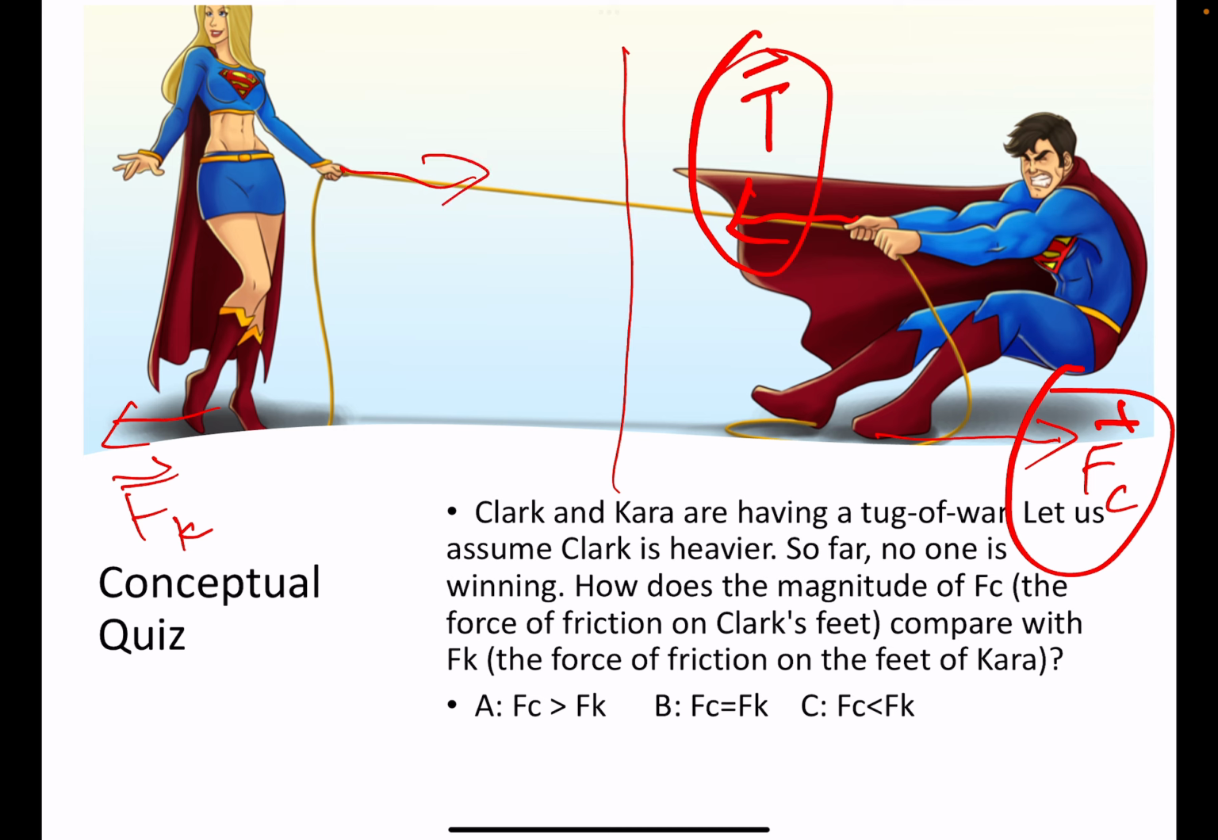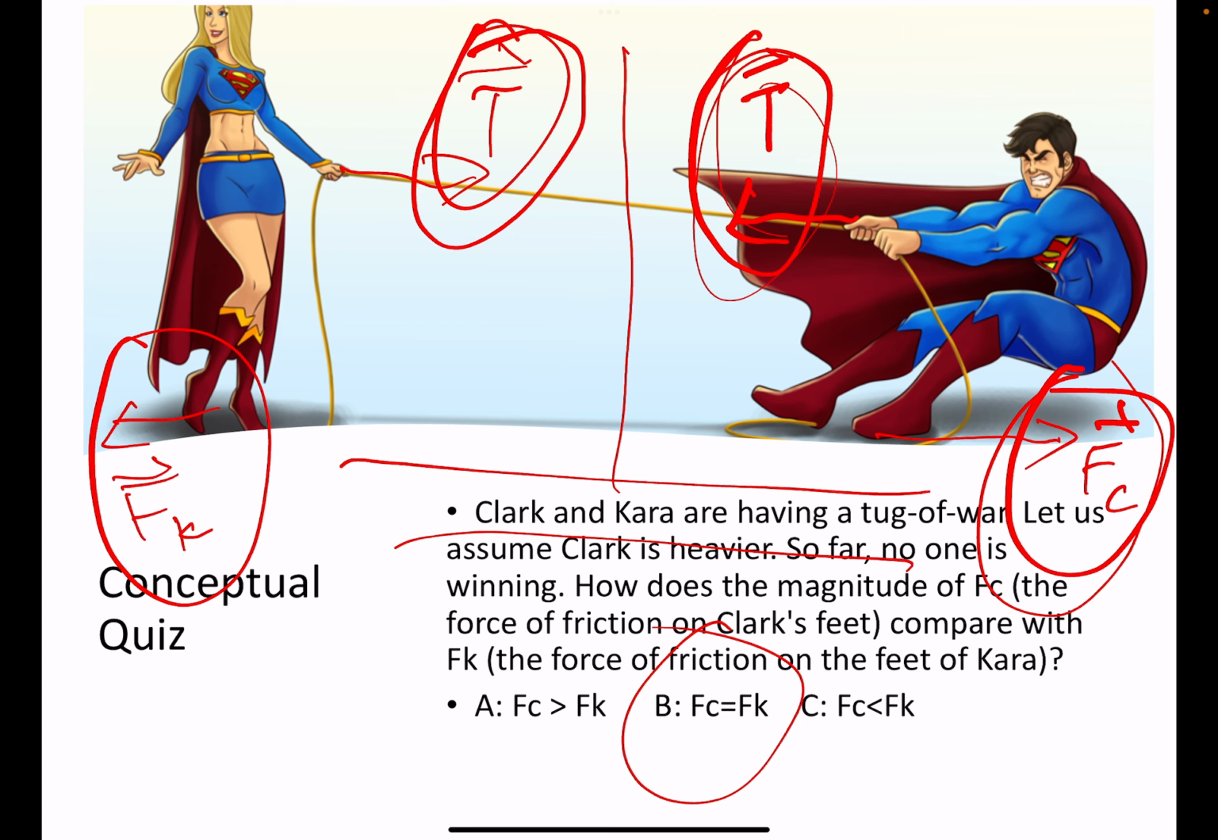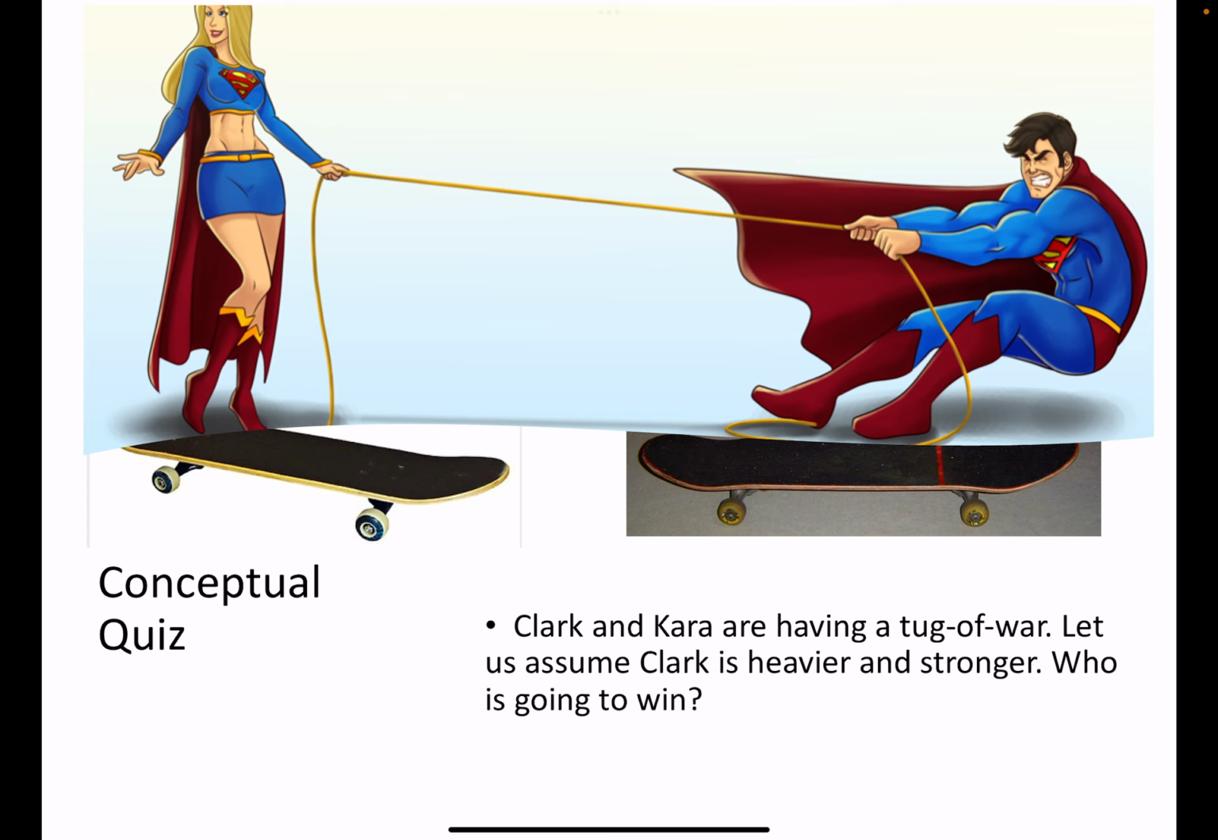Now, because it's on the same string, this tension has to equal this tension, but the net force on Supergirl has to be 0 as well. So this one equals tension, and the tension equals force on Clark. So those two forces have to equal each other. The answer is B.